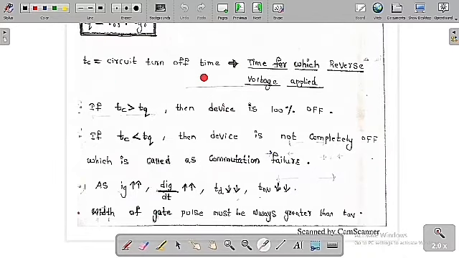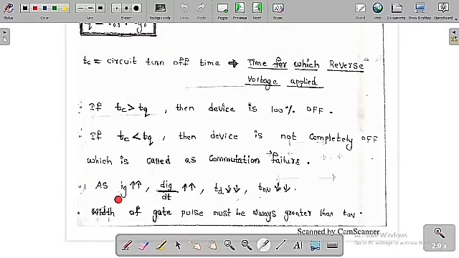Then TC is called the circuit turn off time, the time for which reverse bias is applied. For this amount of time we should apply the reverse voltage across the device. Then only we can confirm that the device is perfectly off. If TC is greater than TQ, then the device is 100% off. If TC is less than TQ, then the device is not completely off, which is called commutation failure.